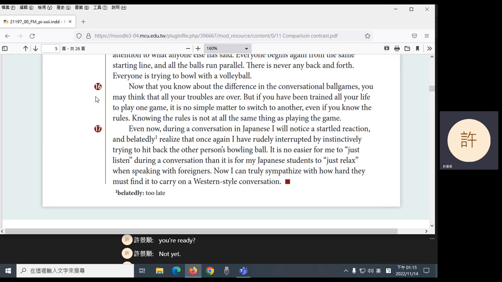But if you have been trained all your life to play one game, it is no simple matter to switch to another, even if you know the rules. Knowing the rules is not at all the same thing as playing the game. So how does the author push the reader into the future? By telling the reader, knowledge is just the first step. You also have to practice.